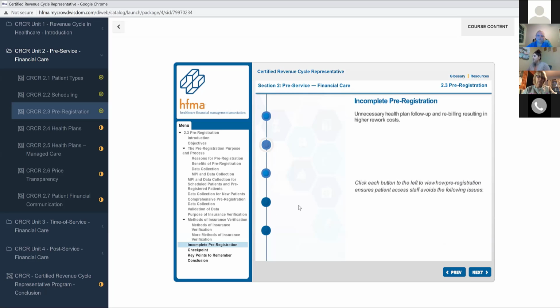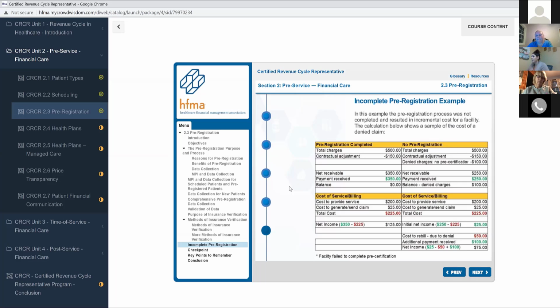And then here's an example of the pre-registration process not completed and then resulted in the incremental cost. So you see here on the left side, it was completed, and then the net income was $125 for the facility. On the right-hand side, it was not completed, and it shows you how much it costs to do the rework, and then the net income for the facility was $75.